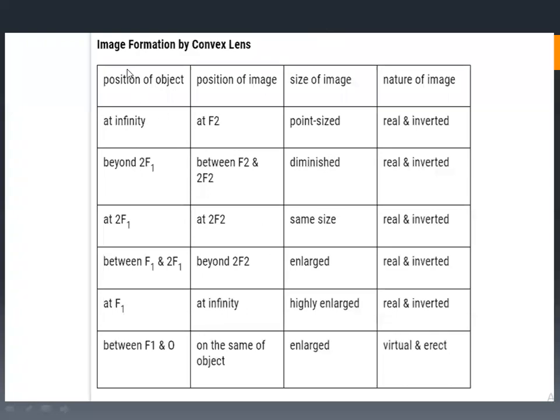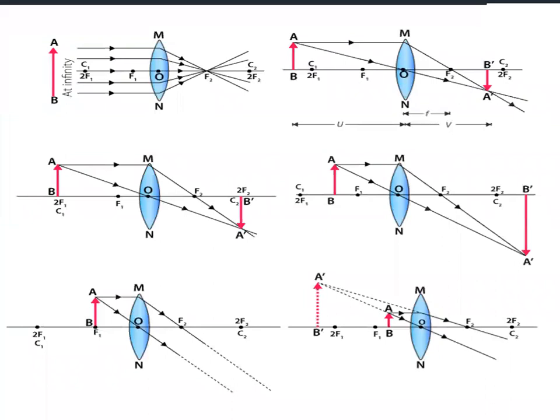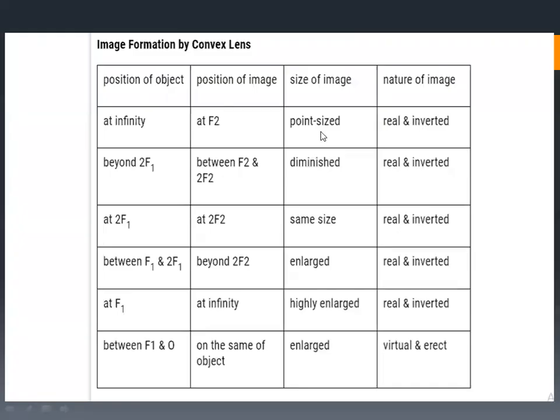Now you can see the image formation by convex lens in table form. The position of the object is given, position of the image is given, size of the image, and nature of the image is also given. As you can see here, if the object is kept at infinity, the image is formed at F2, as we can see in the diagram. The image is point sized, real and inverted.